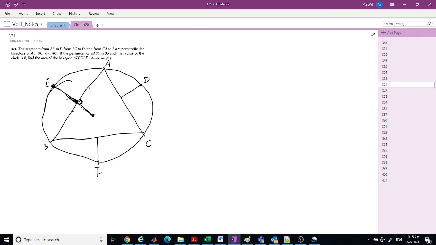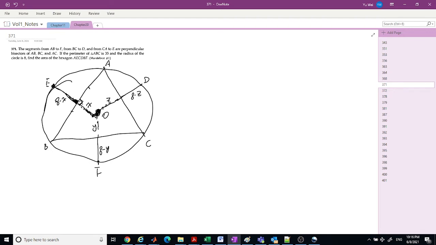So that's why this line should pass through the center, this line should pass through the center, and this line should pass through the center. The very important thing is you can see all these extensions pass through the center O. Then let's parameterize these as x, y, and z. We know the radius is 8, so it is 8 minus x, 8 minus y, and 8 minus z.